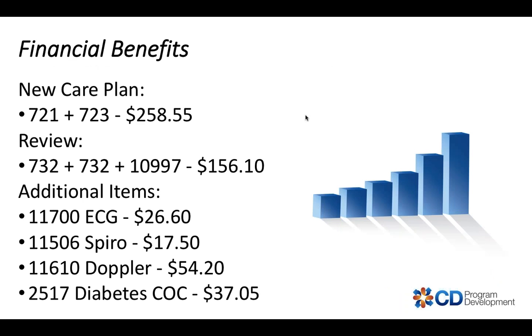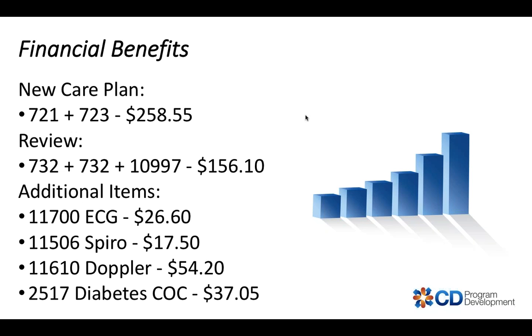Now, a review of a care plan, which is 732 times 2 if you're reviewing both the care plan and the team care arrangement, plus the nurse support item number of 10997, is $156.10. Now, there are additional item numbers that we can initiate.